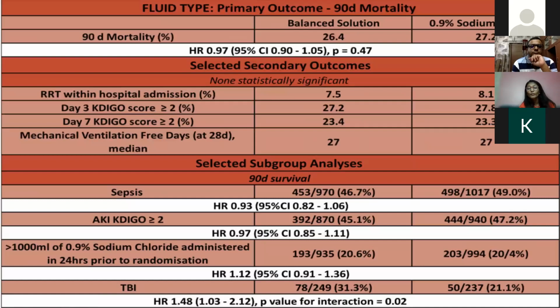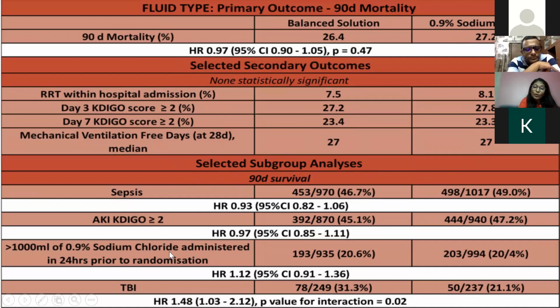The result was that 90-day mortality in both the groups was more or less the same, 26.4% in the BSS group compared to 27.2% in the saline group. The RRT required was 7.5% in the BSS group, and the normal saline group required 8.1%. There was no difference in the mechanical ventilation-free days.